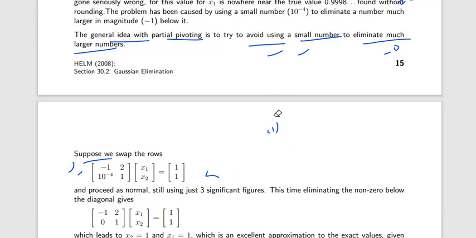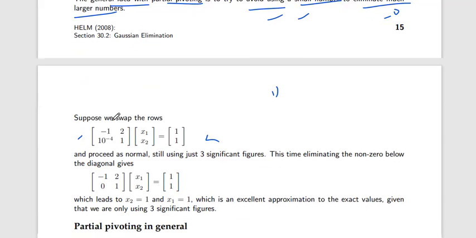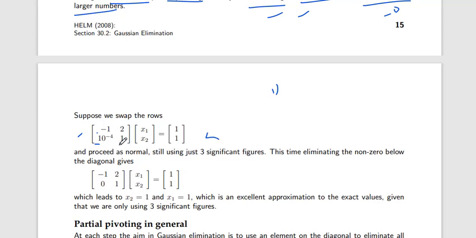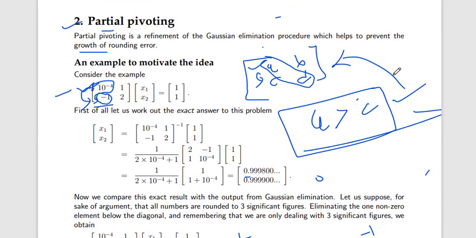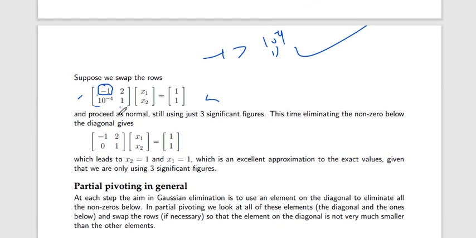So suppose we swap the rows, the second row becomes first and first becomes second: minus 1 and 10 raised to minus 4, 1. Now you can see that minus 1 is greater than 10 raised to minus 4. So our condition is fulfilled, A is always greater than C. The diagonal elements are always larger than the elements below them, if you want to use Gaussian elimination. This is the condition of Gaussian elimination.